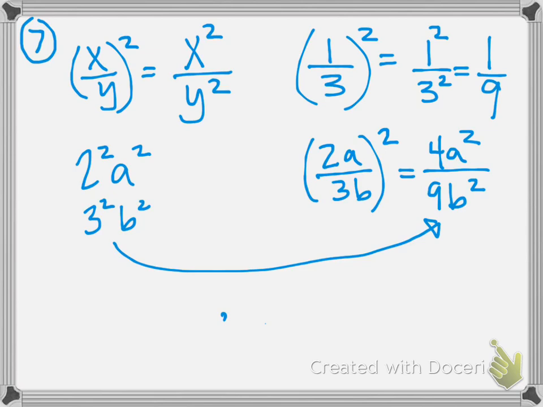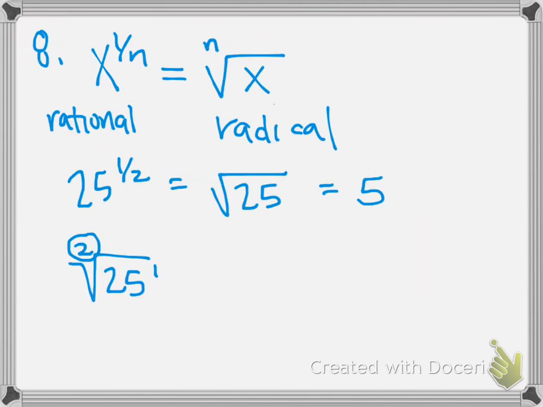Rule 7. It's a fraction and you do it to the power. That means you do both top and bottom to the power. So here's the example. 1 squared, 3 squared. 1 squared is 1 and 3 squared is 9. So if you have 2a over 3b, you square the 2 and get 4 and a squared. And then you square the 3. So here's the work for it. Square to get 9 and b squared. Okay.